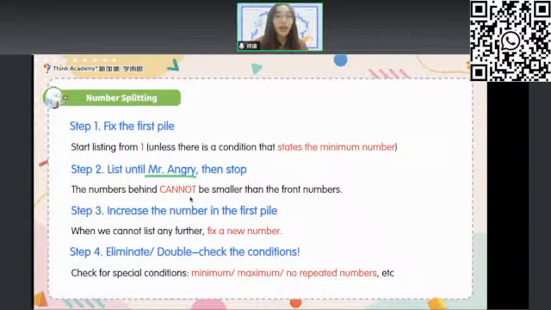Following this, how to list in order? We just increase the number in the first pile. So firstly, we have 1, and then move on. That is 2, and then move on, that is 3, and then 4. Okay. Do remember to check in order. And for this, eliminate or double check the conditions. Especially, you need to check for the special conditions like a minimum number, maximum number, no repeating numbers, and so on. Okay. So here also there are 2 types.